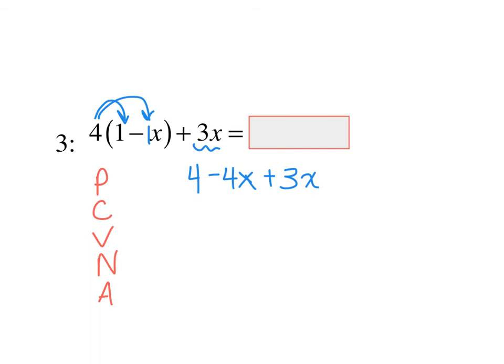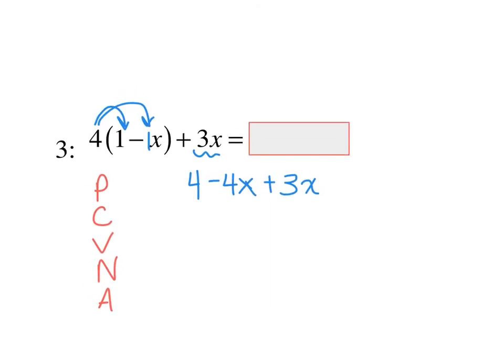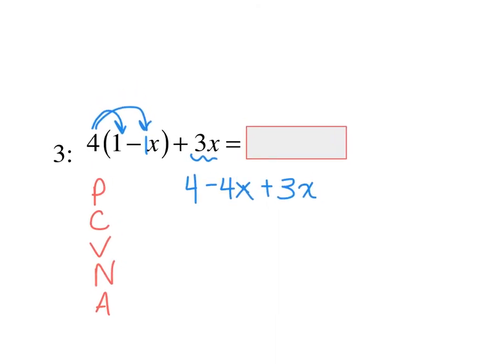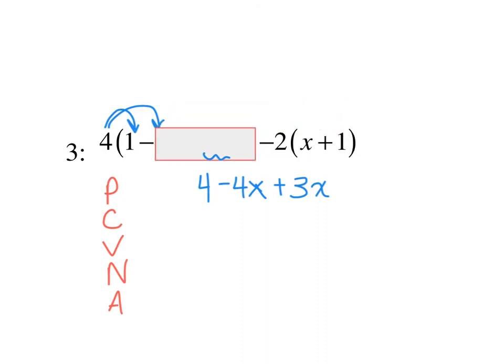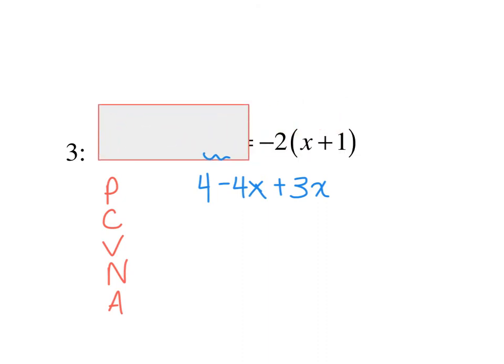Now my next step, I'm going to move my box to the left-hand side of my equal sign. That way I'm only focusing on one part at a time. And now I have a -2 times x plus 1.